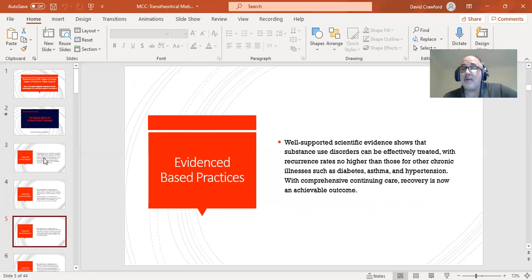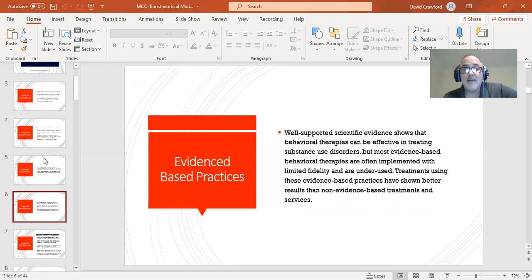Evidence-based practice, or well-supported scientific evidence, shows that substance use disorders can be effectively treated, with recurrence rates no higher than those for other chronic illnesses such as diabetes, asthma, and hypertension. So what we're saying is addiction can be treatable if we're grounded in the evidence. With comprehensive continuing care, recovery is now an achievable outcome.